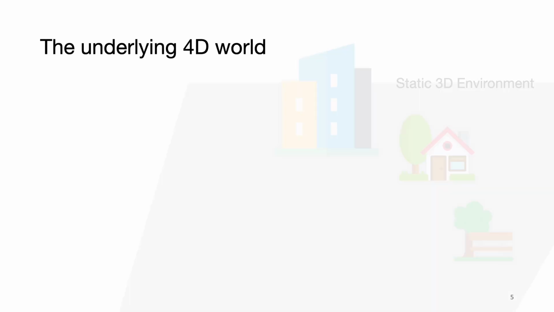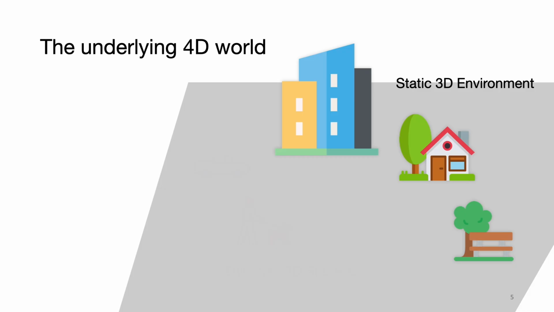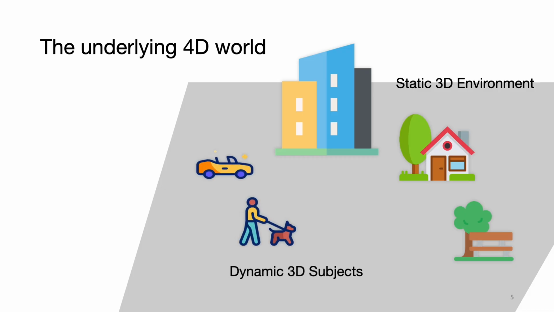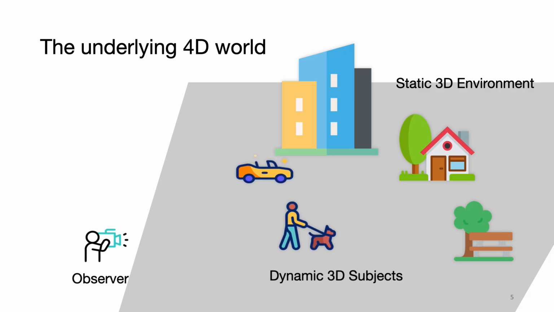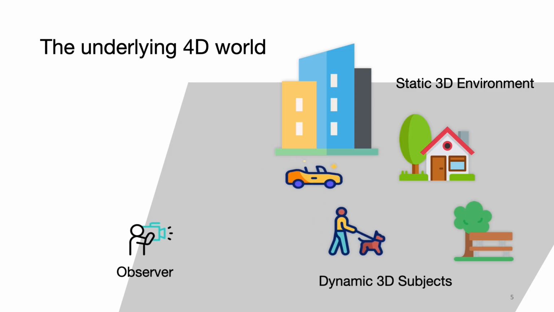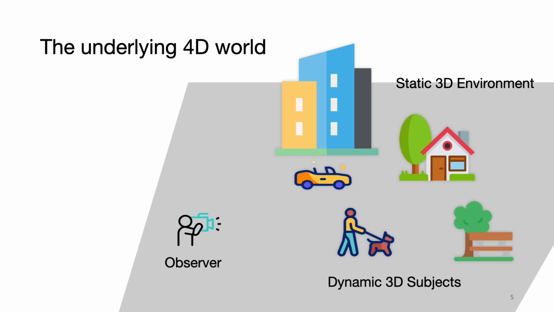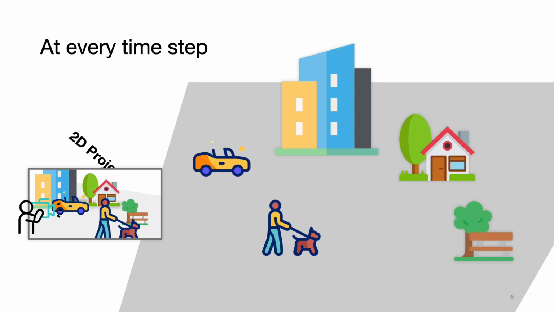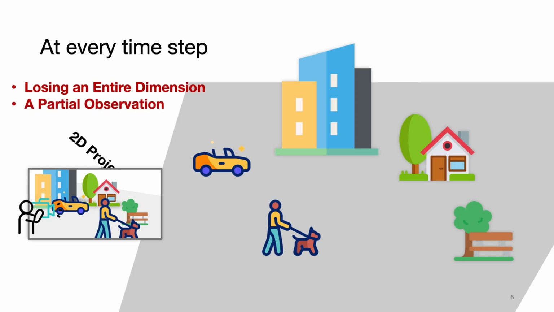Our underlying 4D world has the following components. We have the static 3D environment, we have dynamic 3D subjects, and us as observers who are also moving in the world, right? At every time step, we get a single 2D projection of the 3D world, which means that we lose an entire dimension. Now, everything is flat. There's not really a direct way to tell how far things are. And this is also a partial observation, because we only get to see the world from a specific angle with a limited field of view, and there are also occlusions in the view.